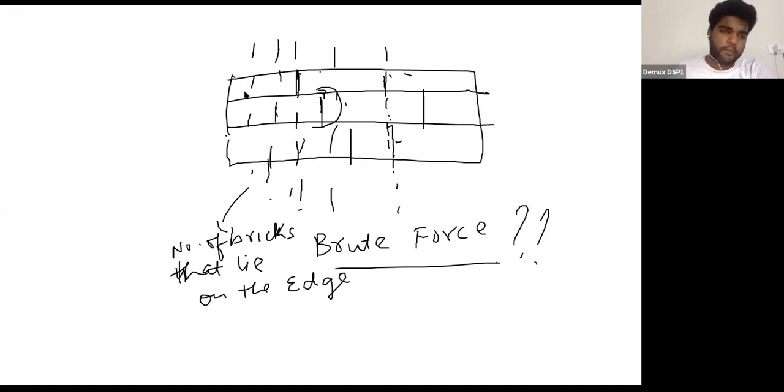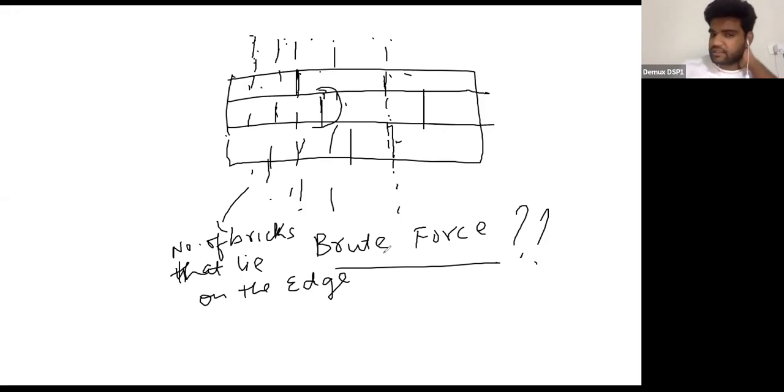At least at a very high level, what you have to do is that for every position, you have to find out the total number of bricks that lie on the edge. And then you take the maximum across all these positions. The result will be the position for which the total number of bricks that lie on the edge is the most. Is this clear first? Yeah. So how do you do that in a brute force manner?